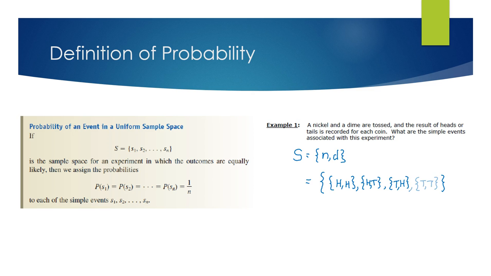And the last one, tails then tails for both the nickel and the dime. These are the simple events, and basically each one has an equal chance of occurring. So I could say each one of these has a 1/4 chance of occurring because it's a uniform sample space.